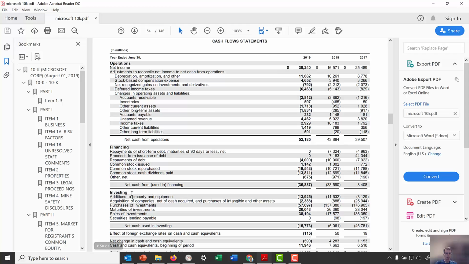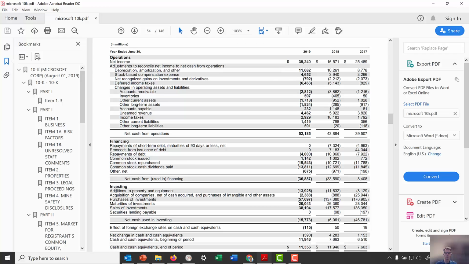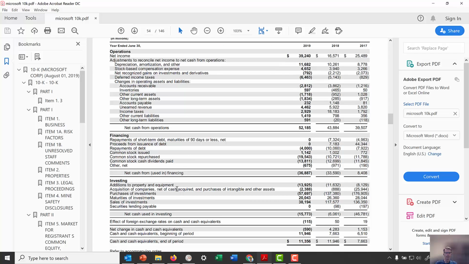Third section is investing. Usually investing is here and financing is here. I don't know why Microsoft did theirs this way. This isn't normal. It doesn't really matter, but they flip-flop the two from the way they normally are. And what we see in the investing section is cash flows related to long-term assets. When we buy long-term assets, additions to property and equipment, we use cash, so we see negative numbers. When we sell stuff, we sell investments, we have cash coming in, so we see positive numbers.